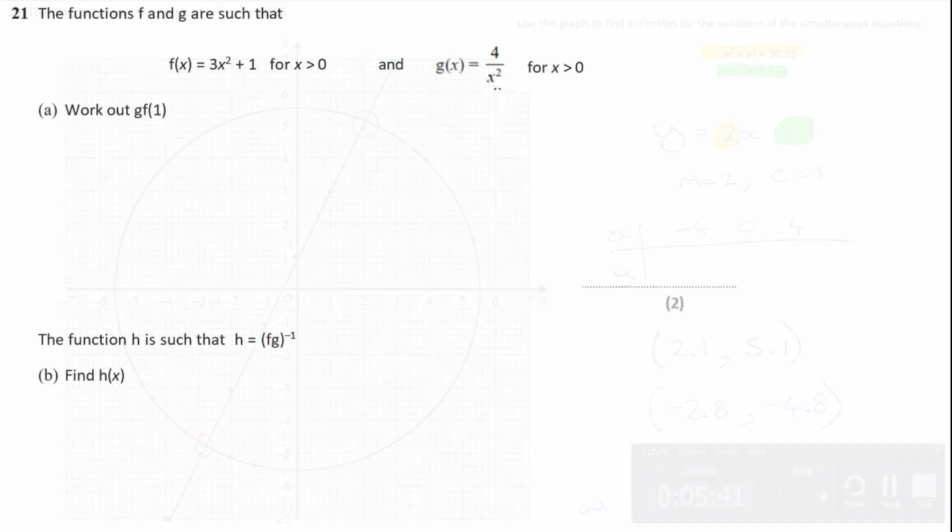Let's move on. Question 21. The functions f and g are such that f of x is equal to 3x squared plus 1 for all x greater than 0, and g of x equals 4 over x squared for x greater than 0. Work out g of f of 1. Okay, so part A says work out g of f of 1.